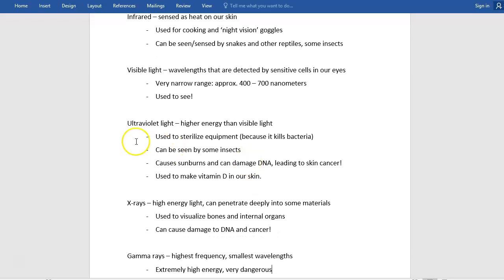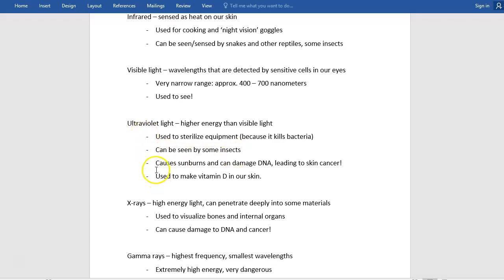Alright, ultraviolet light then has higher energy than visible light. We can use it to sterilize equipment because it kills bacteria. It can be seen by some insects. If you look at flowers and stuff like that in ultraviolet, they actually have some patterns, spots and lines and stuff like that insects can see that we can't, to help direct the insects to the nectar and pollen.